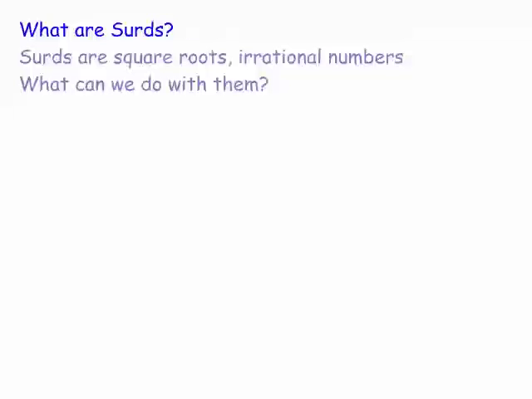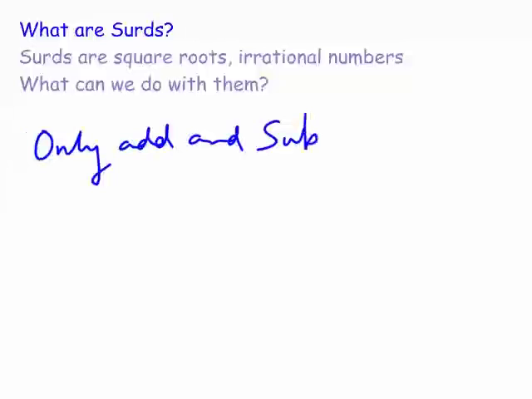and we can add them and subtract them and multiply them and divide them, but we can only add them and subtract them if they are like surds. So that's the first thing I think you need to work out. We only add and subtract like surds.